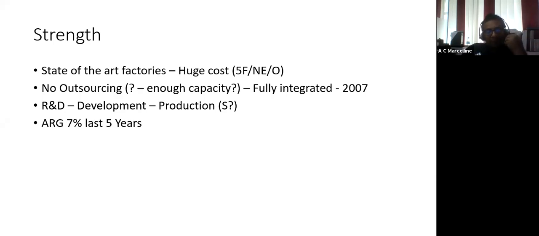Start looking at how to extract information from the case. It's very important.